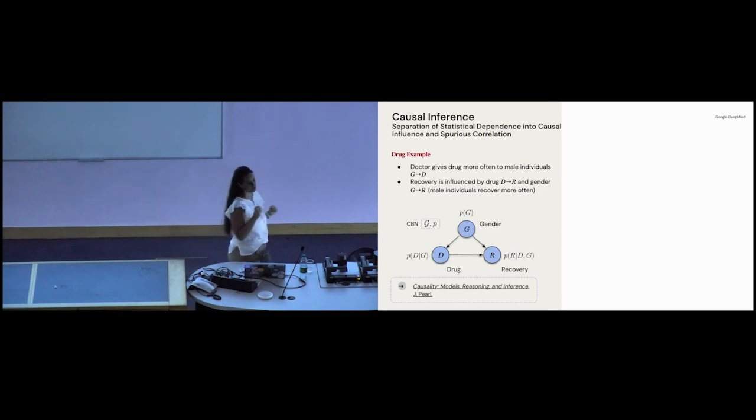Okay, so I thought about starting this talk thinking a bit about what is causal inference. Causal inference really looks at how to separate statistical dependency into causal influence and spurious correlation.